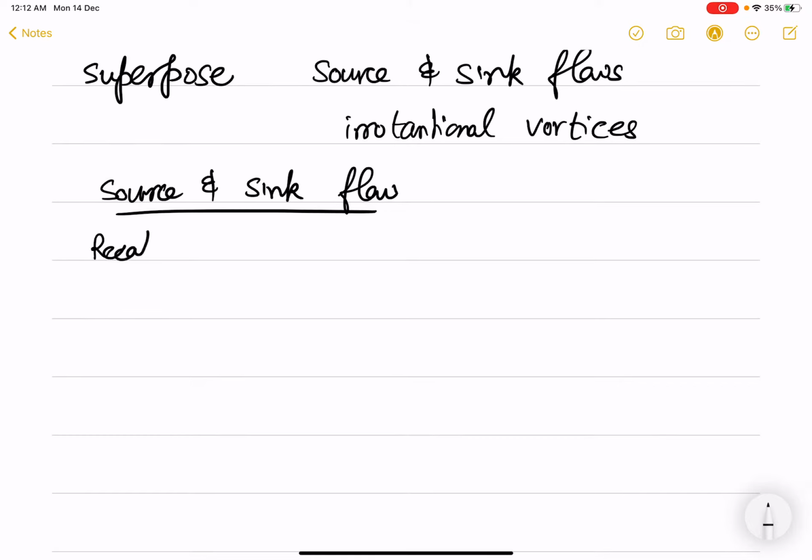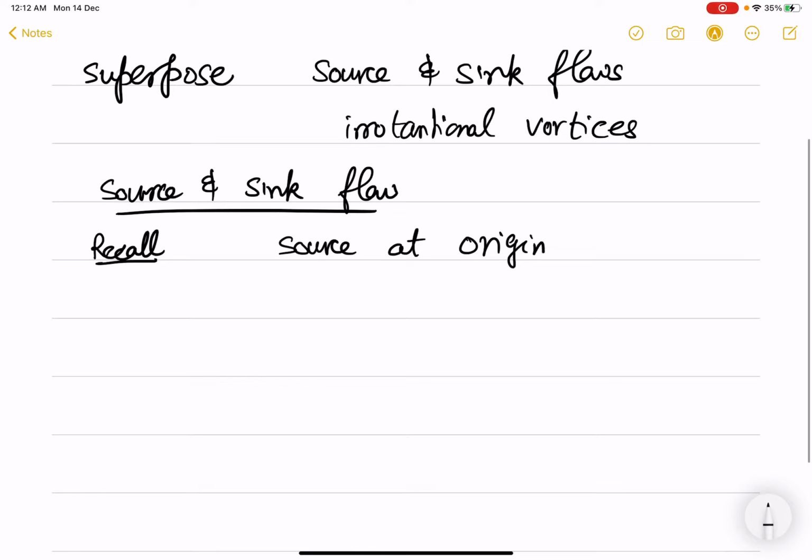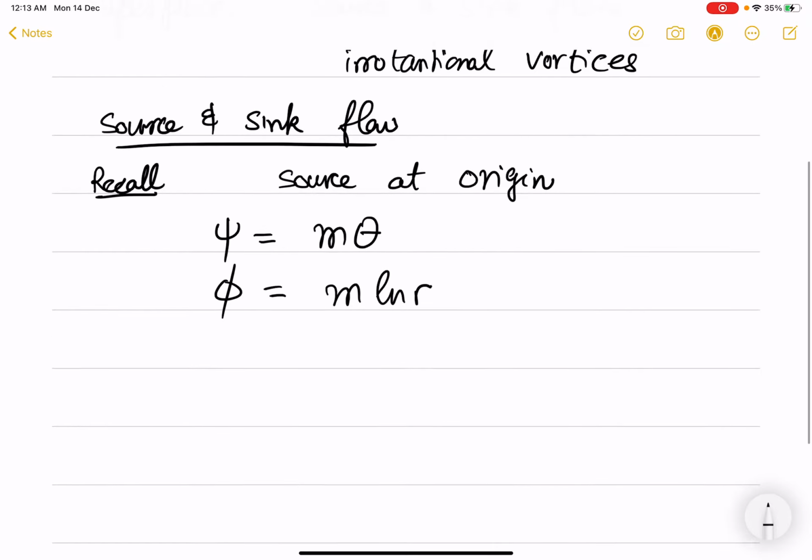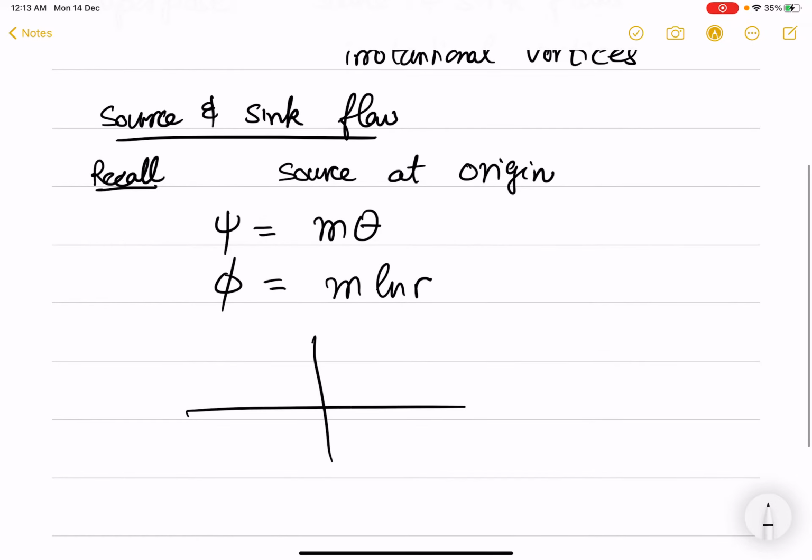Recall that what we had shown was that for a source at origin, we had the stream function psi given by m theta, and the velocity potential phi given by m log r. Let's just show this, and this is for source at origin.